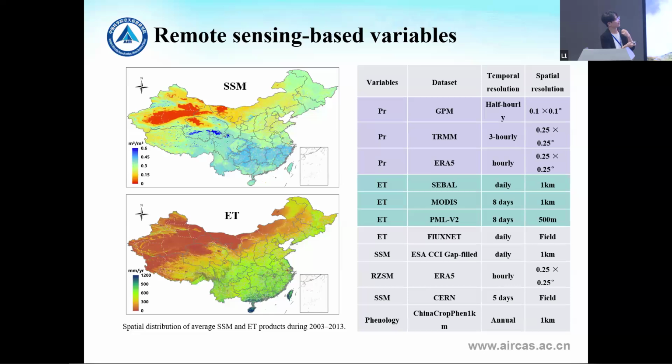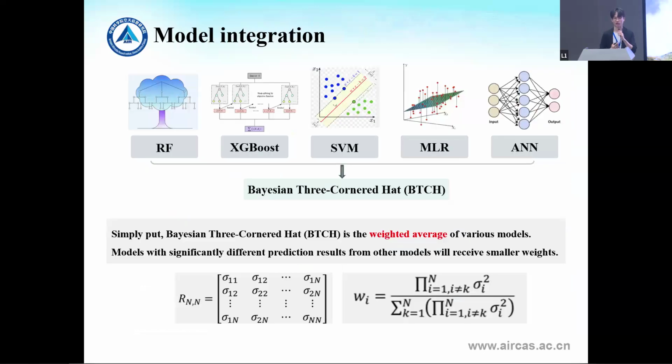Okay, the next step is the selection of the machine learning model. Until now, many models have been developed, such as support vector machines and artificial neural networks, which are very popular nowadays. In this work, we adopt the Bayesian three-cornered hat method to integrate the output of these models. The mathematical principle of BTCH is a bit complex. Simply put, it is the weighted average of various models. A model with a prediction significantly different from another model will receive a small weight.